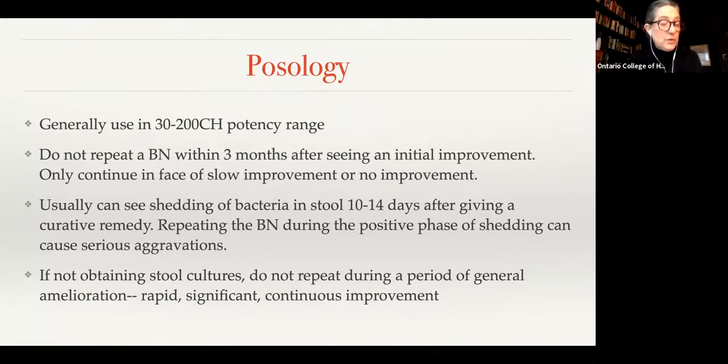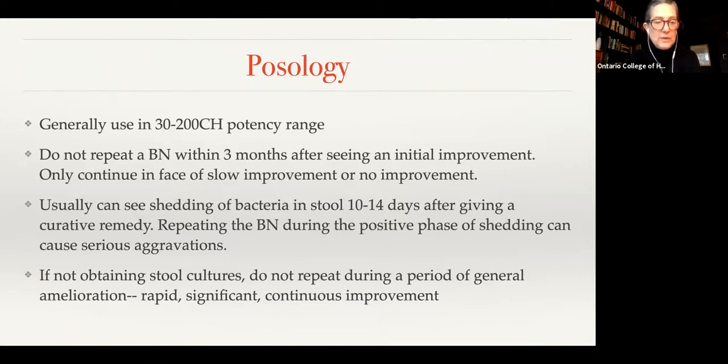I generally use 30s and very, very occasionally use a 200 potency. Do not repeat a bowel nosode within 3 months after seeing an initial improvement. Only continue giving remedy in the face of slow improvement, or if there's no improvement and you think maybe a higher potency or a repetition of dose would be a good idea, you can repeat the remedy. But otherwise, after those initial doses, don't keep repeating the remedy.